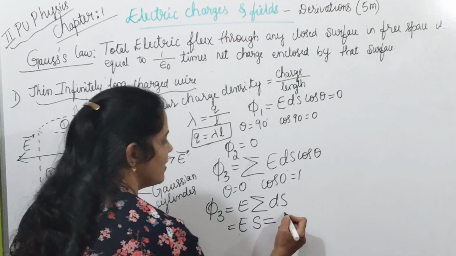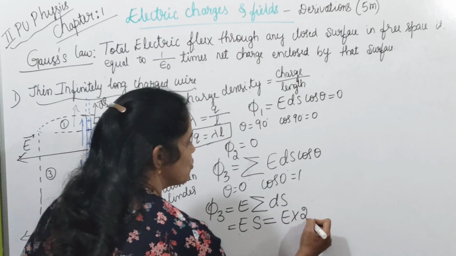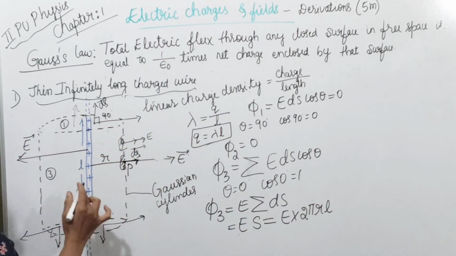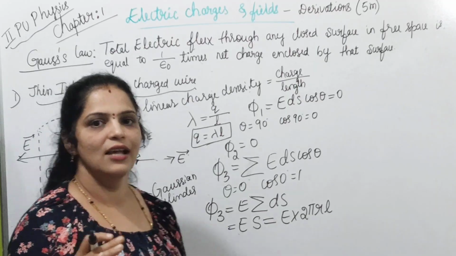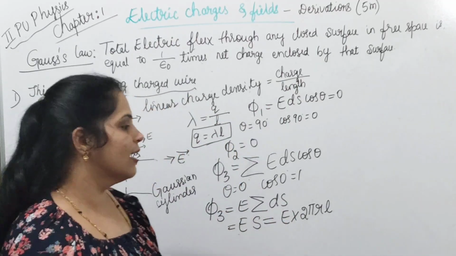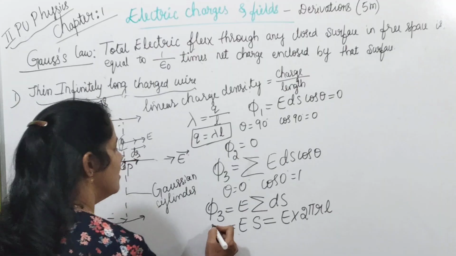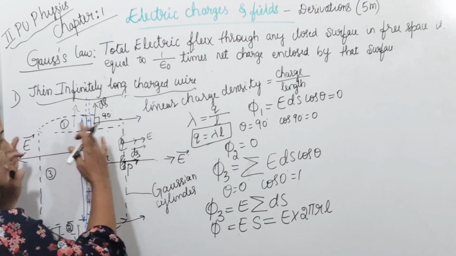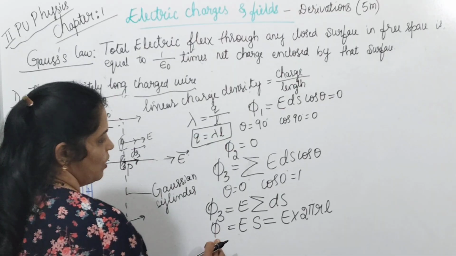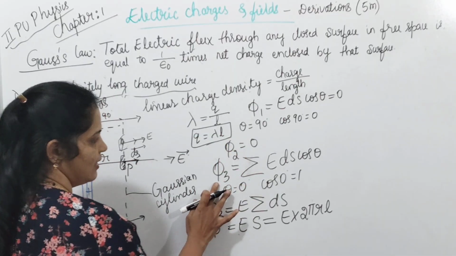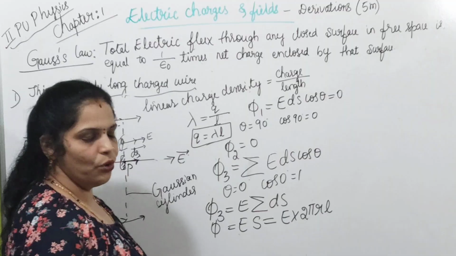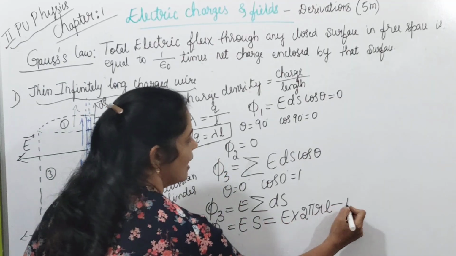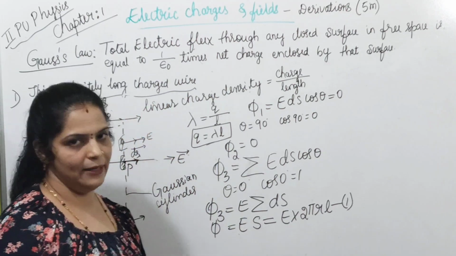But what is the surface area of the cylinder? It is 2 pi r into L, where L is the height of the cylinder. 2 pi r h is the surface area of the cylinder; here we need to write L. So we came to know that the total flux through the entire Gaussian cylinder is phi equals phi 1 plus phi 2 plus phi 3. Phi 1 and phi 2 are 0. Therefore, we write only phi 3, which is E into 2 pi r L. Let me call this equation 1.